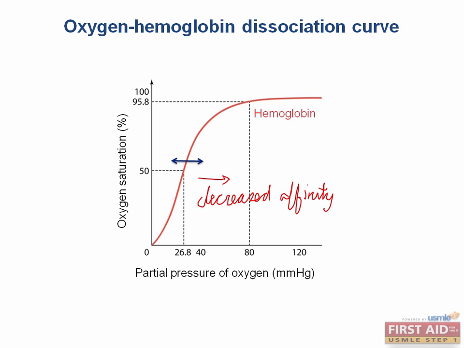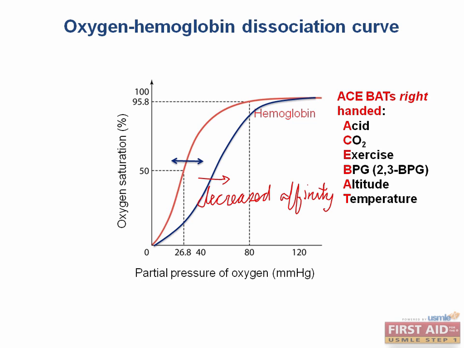Well, a number of factors will shift the curve to the right. A mnemonic to keep in mind is ACE-BATS, right-handed. Acid, CO2, exercise, 2,3-BPG, altitude, and temperature will all shift the curve to the right. Now, what do all these factors have in common? They all signal a need for more oxygen delivery to the tissues, and they stabilize the taut form of hemoglobin over the relaxed form. This allows hemoglobin to better unload the oxygen. So this makes sense, right?